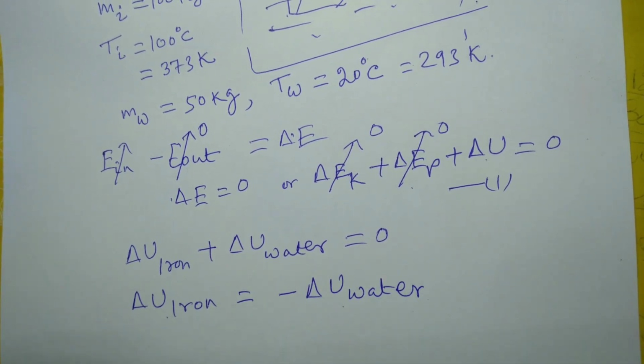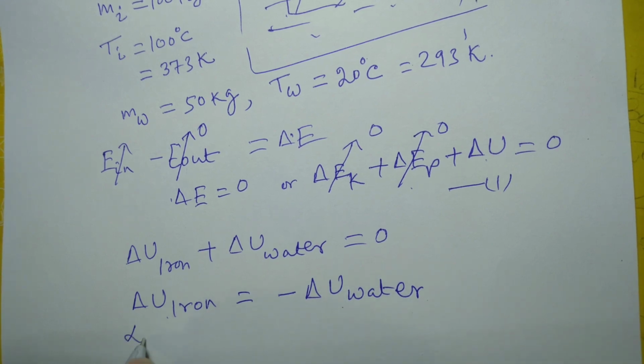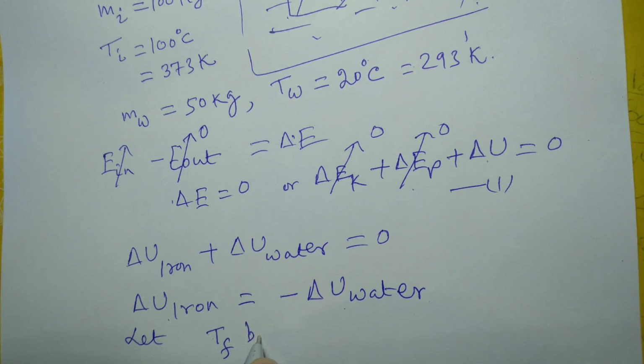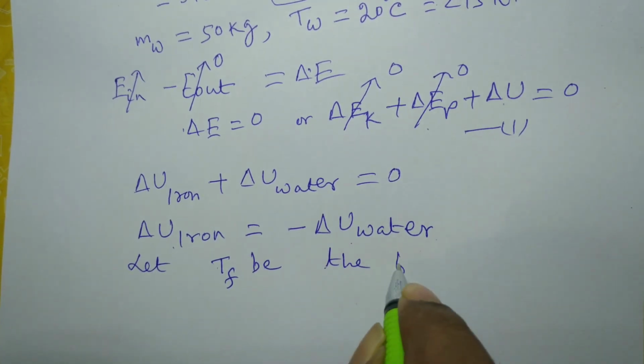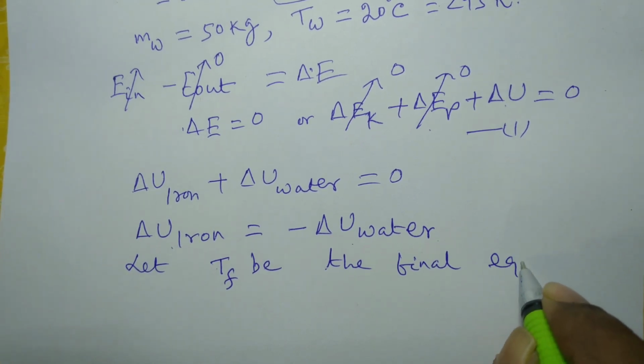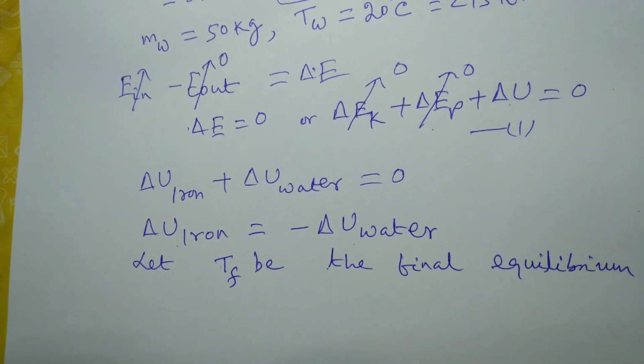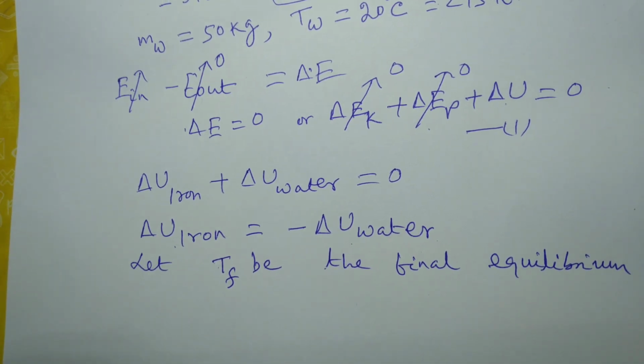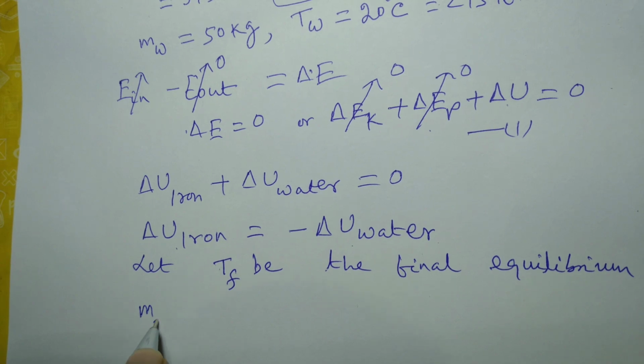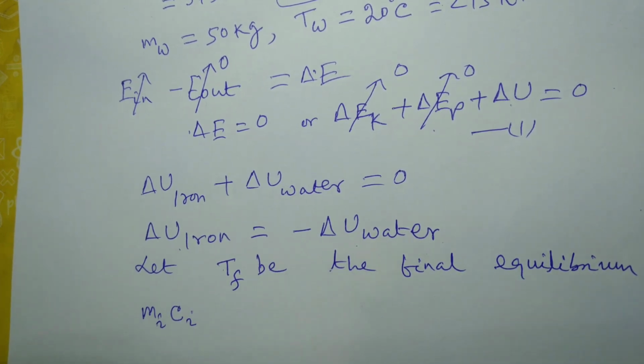Here iron is at a higher temperature, 100 degrees Celsius, and water is at a lower temperature, 20 degrees Celsius. Let Tf be the final equilibrium temperature. For finding the change in entropy, we have to first find the equilibrium temperature. Only then can we calculate the change in entropy for both the iron block and the water. So from this equation, delta U of iron is Mi Ci, where Ci is the specific heat of iron.